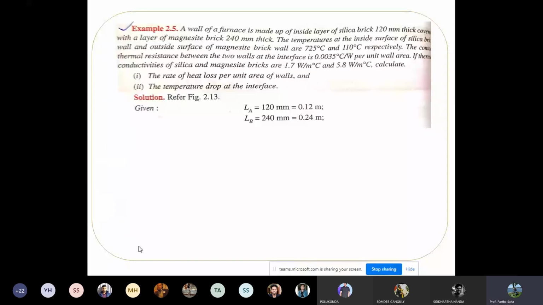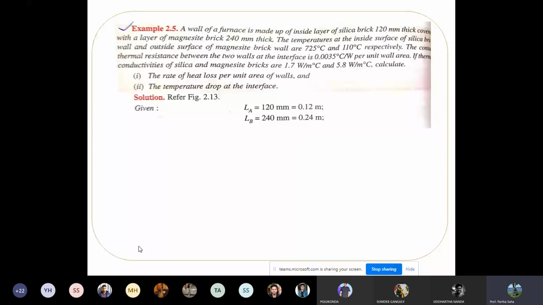So let us look into a problem, so it becomes much more clear. Here is a problem: given a wall of a furnace made up of an inside layer of silica brick. This is a real life problem. I think all of you are ceramic engineers here, so you must have come across different types of furnaces. In a furnace, there is the inside layer, there is an outside layer, and there is a middle layer. The idea is to prevent heat loss. There is always some insulation provided in a furnace so that the heat loss can be minimized, because you are going to heat something inside the furnace. If there is heat loss, the efficiency is going to decrease. So let us examine this problem.